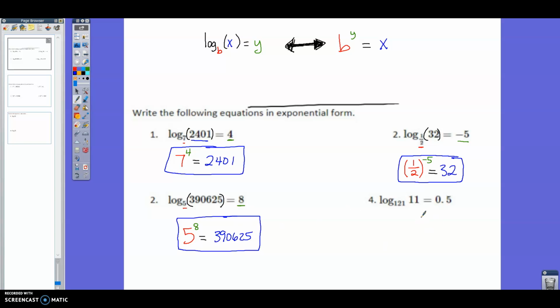And then same thing over here with the log base 121 of 11 equals 0.5. We take our base, which is 121. We raise it to our exponent, which is 0.5. And we set it equal to what's inside the parentheses, or what would be, in this case, 11.